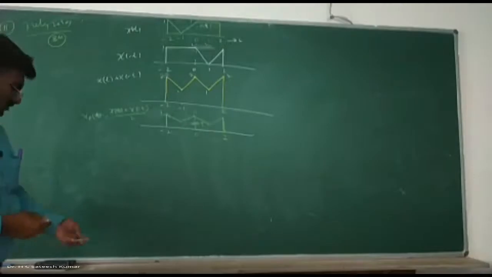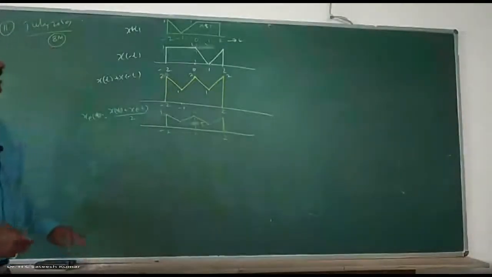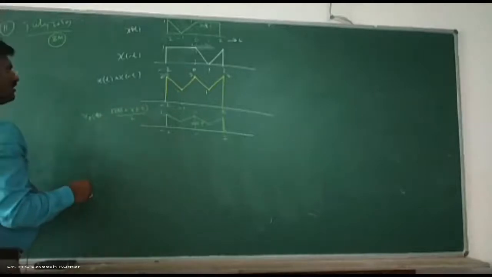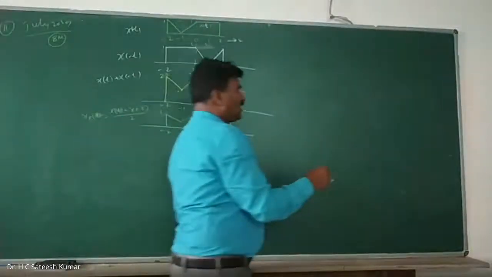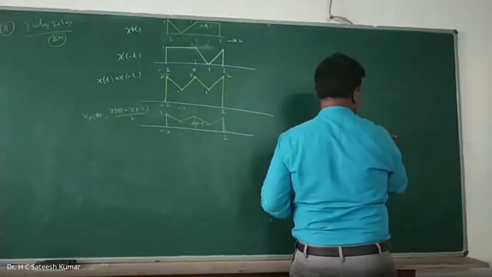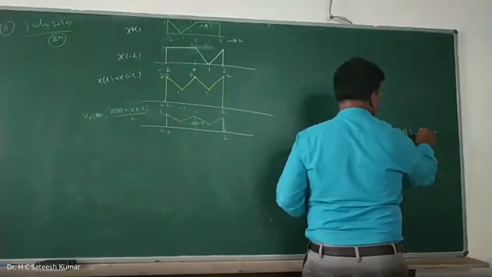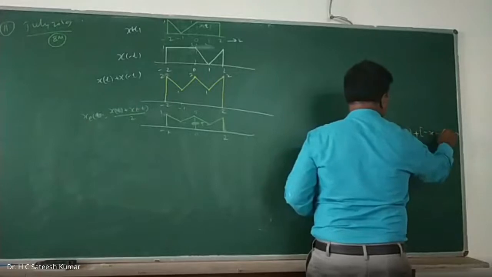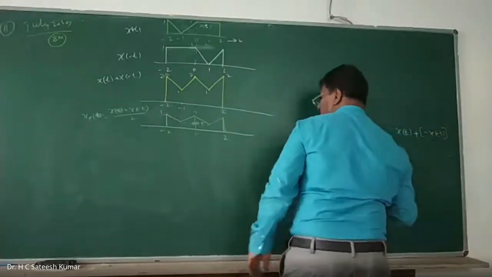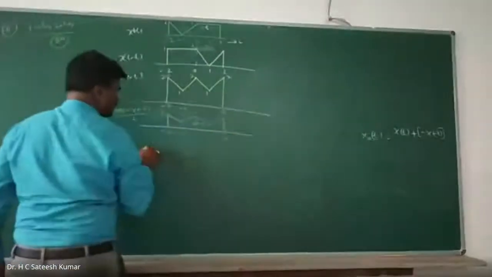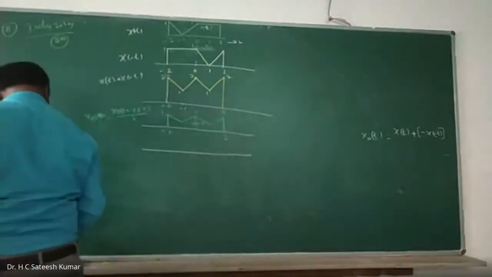Now, the last one. What is it that we have? xo of t. What is the formula? xo of t is equal to, now for sketching, it is better to go for x of t minus x of minus t. Then it will become very easy. Minus x of minus t is like this.